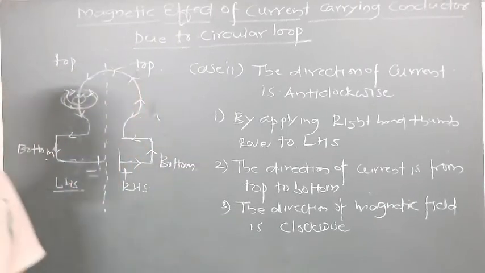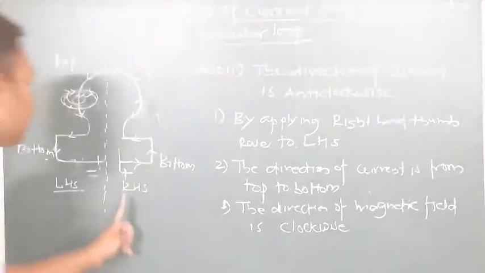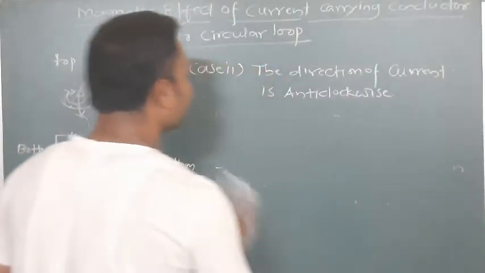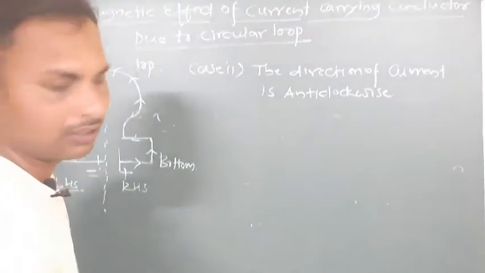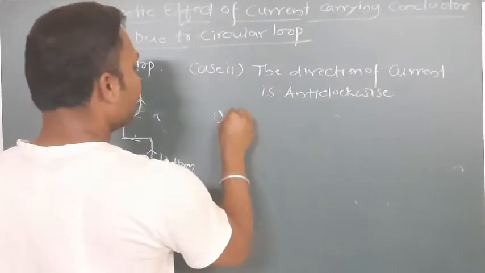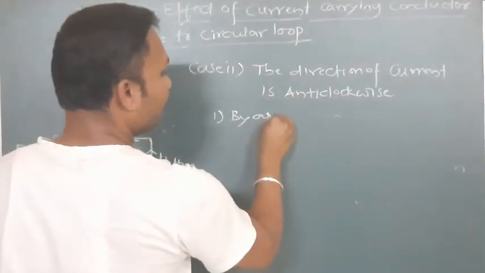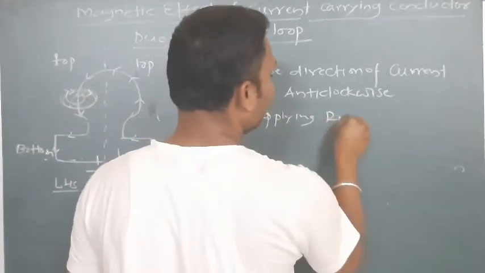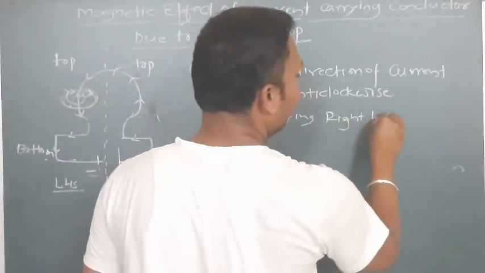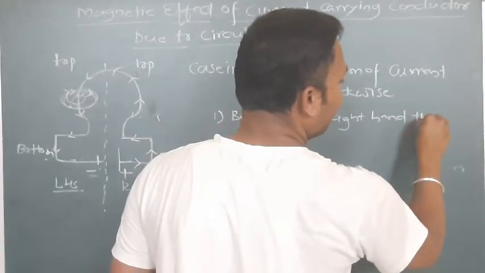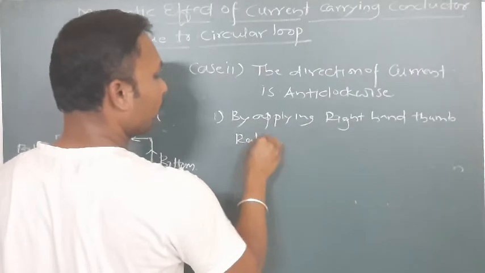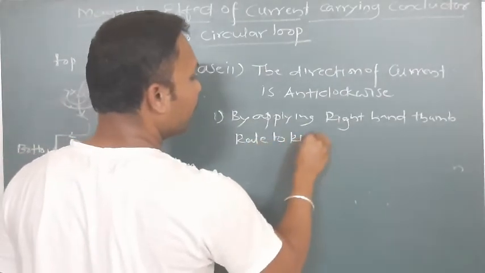Now I'll go with the next one. Which one we have? Next one, RHS. Okay, so for RHS, what will happen? Just we can see. First point, by applying right hand thumb rule to RHS.